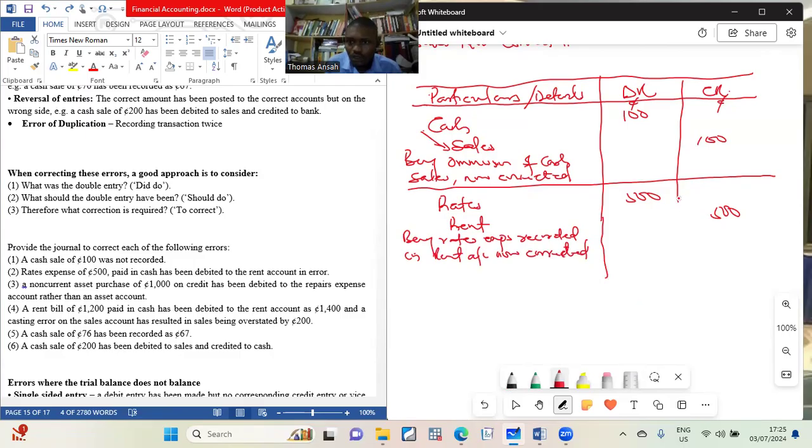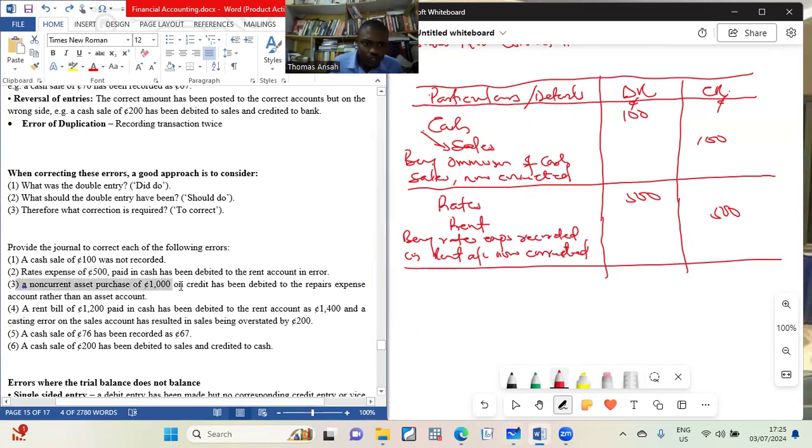So basically, that is that. You go your way. So you go ahead and do for all these things. Non-current asset purchase for 1,000, that has been debited to, I think you saw that in the examples. All that I've used here is what is here. So what do? Non-current asset was purchased on credit, has been debited to repairs and expense. It shouldn't be debited to repairs and expense. You and I know that. So what do? The thing has to be debited to the non-current account. So it has to go to the non-current account.